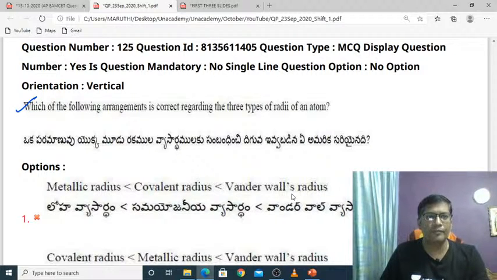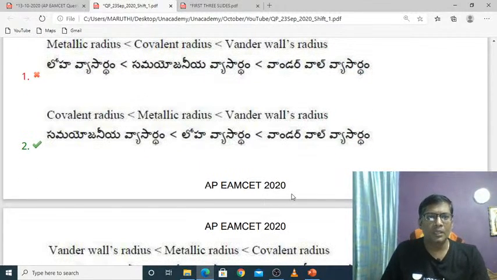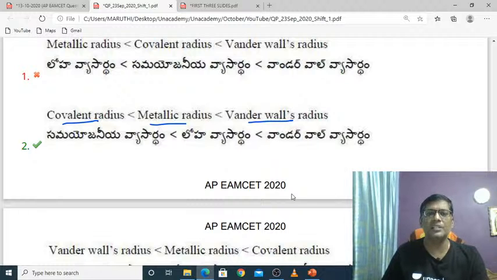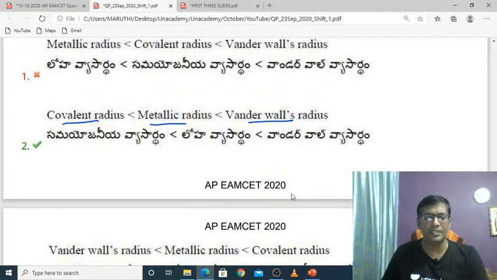So coming to 125, which of the following arrangements is correct regarding the 3 types of radii of an atom? See, it is a direct, simple question. There is covalent radius, metallic radius, and van der Waals radius. Out of these 3, covalent radius is very small compared with metallic radius, and the relation is like this. If you know the concept, the relation is like this.